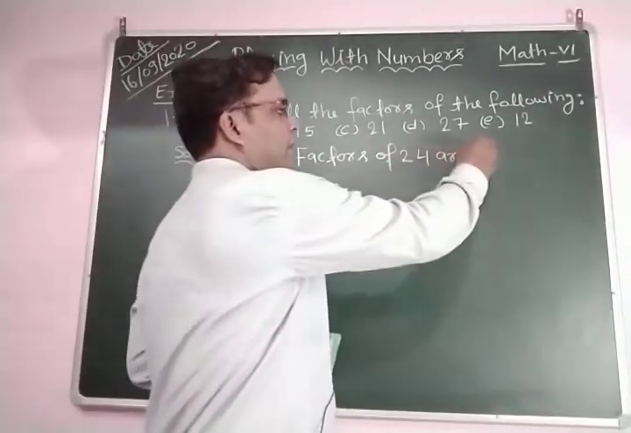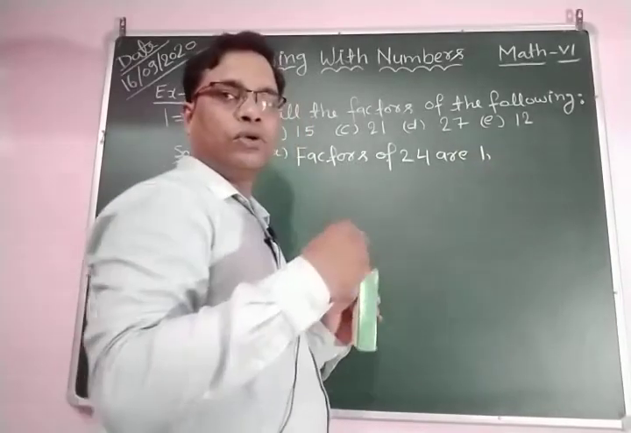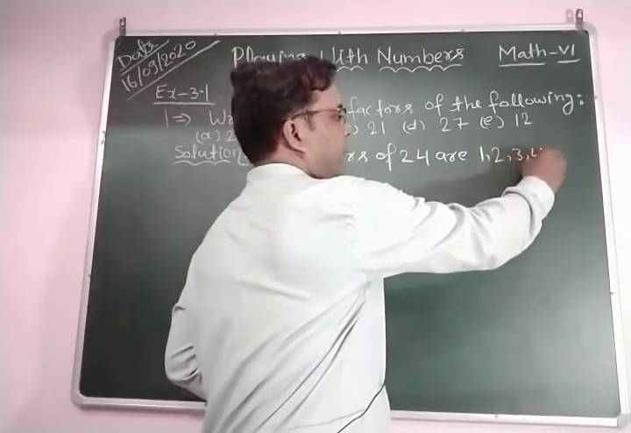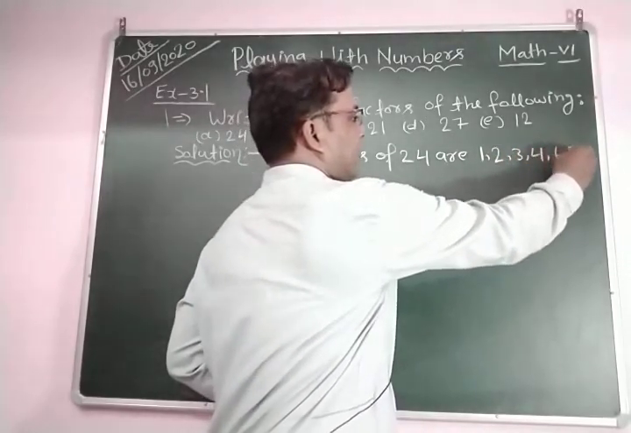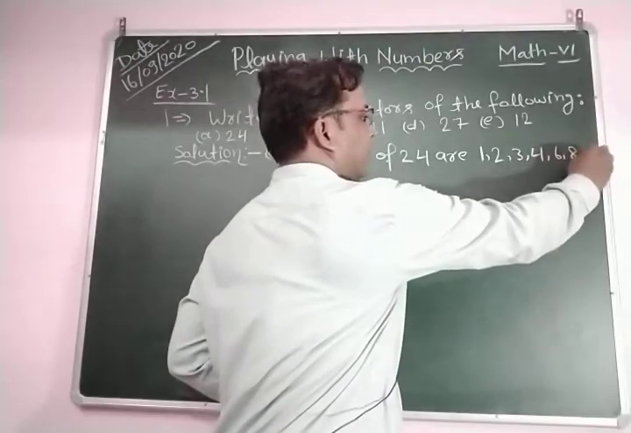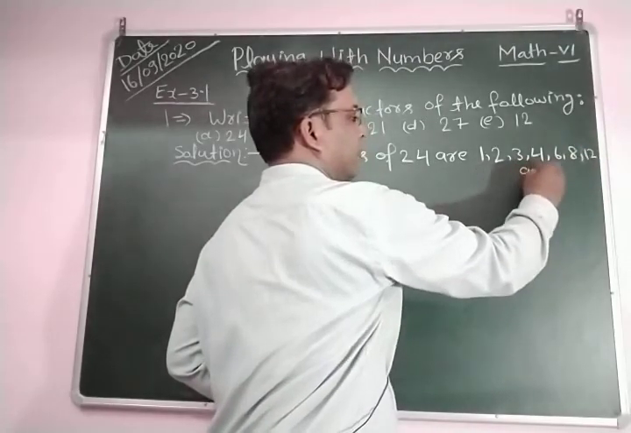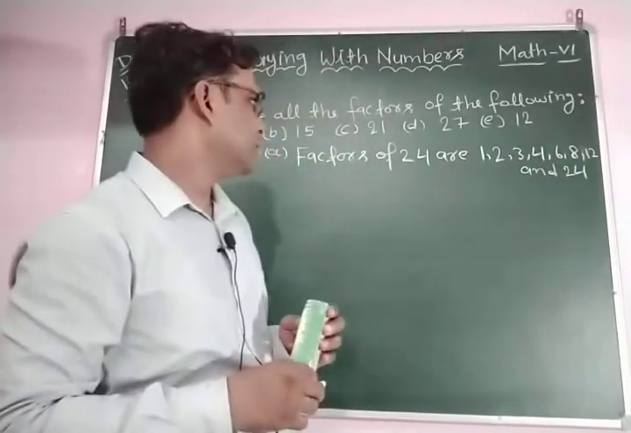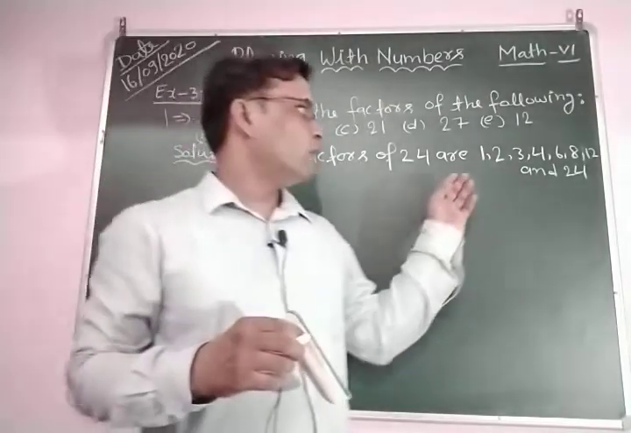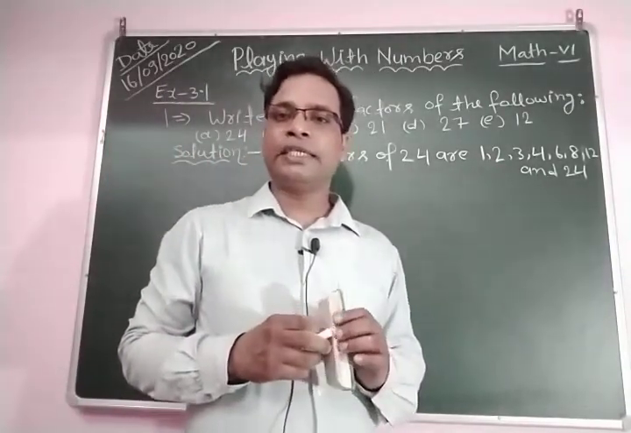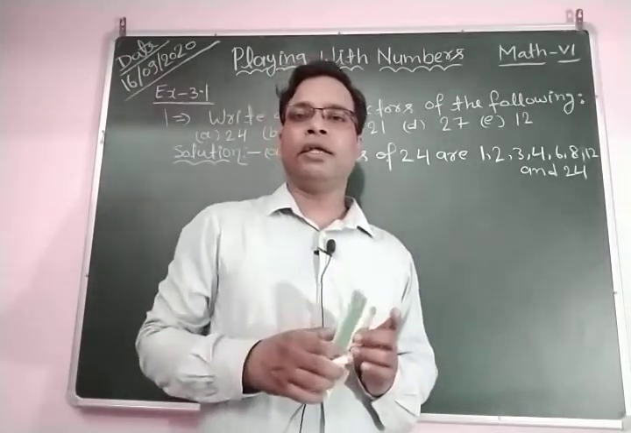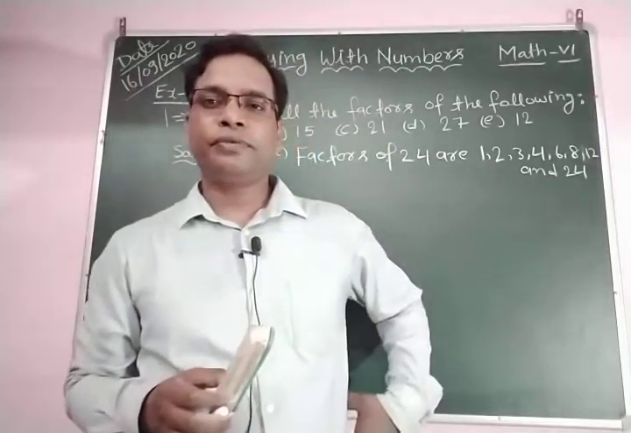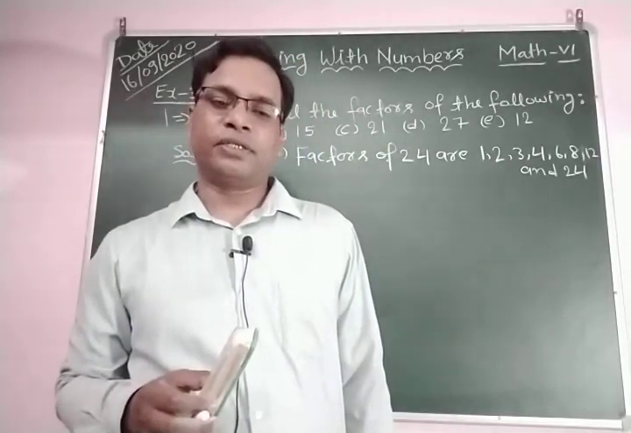So here you can see 1 divides 24, 2 also divides 24, and 3, 4, 6, 8, and 12 divide 24, and 24 divides itself. So you can see the factors of 24 are 1, 2, 3, 4, 6, 8, 12 and 24. Students, I hope all of you understood how to find factors.